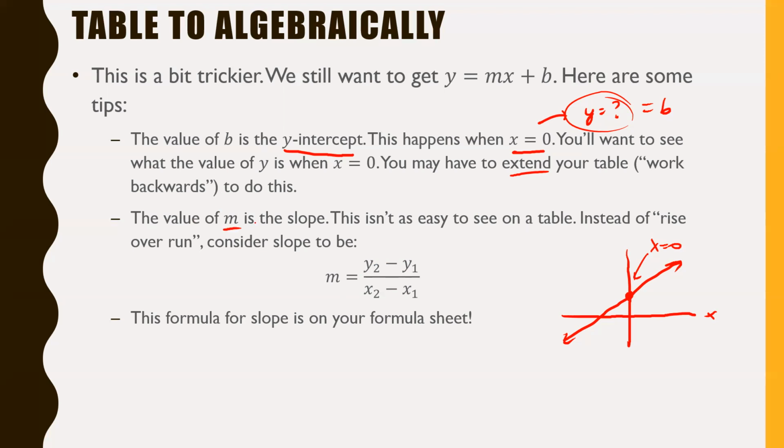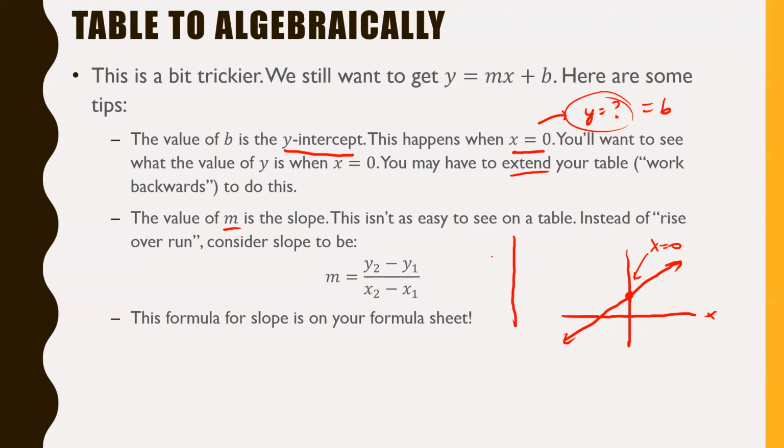So the value of m, again, is still your slope. This isn't as easy to see on a table. As a matter of fact, instead of using rise over run, you probably want to consider slope to be this slightly more complicated formula here. What this formula says is that your slope m is y2 minus y1 divided by x2 minus x1.